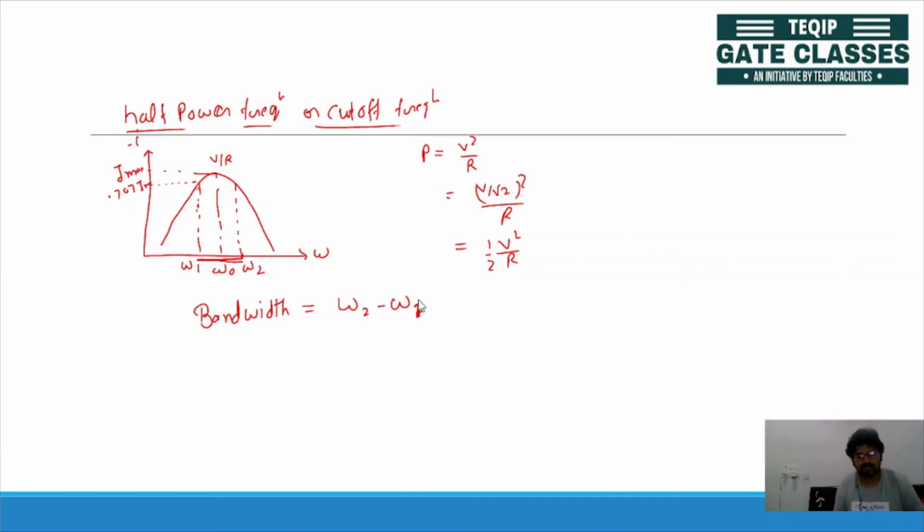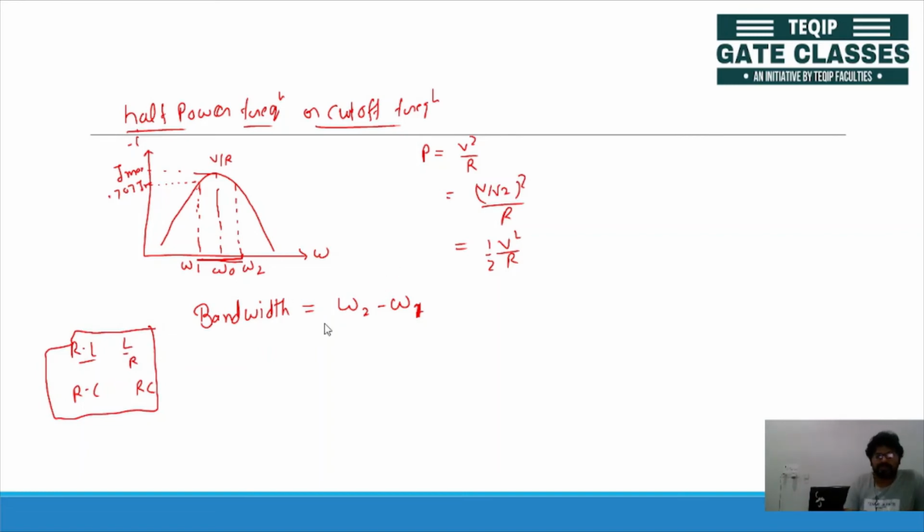We also know the bandwidth and the time constant are inversely proportional. For an RL circuit you have a time constant L by R, and for an RC circuit you have a time constant RC. So your bandwidth will be R by L for the RL circuit and 1 by RC for the RC circuit. We will discuss it later. Your bandwidth is inversely proportional to the time constant.